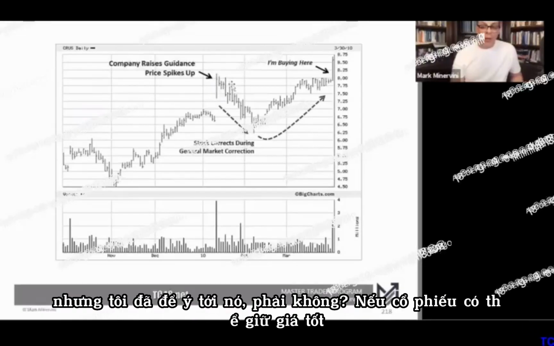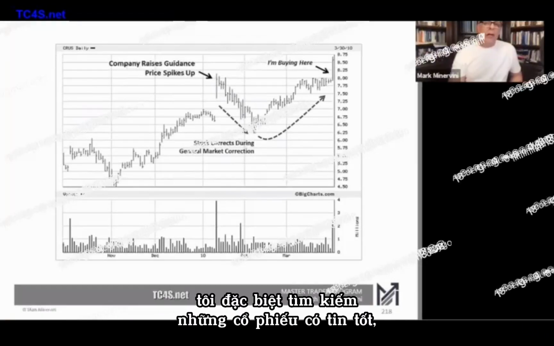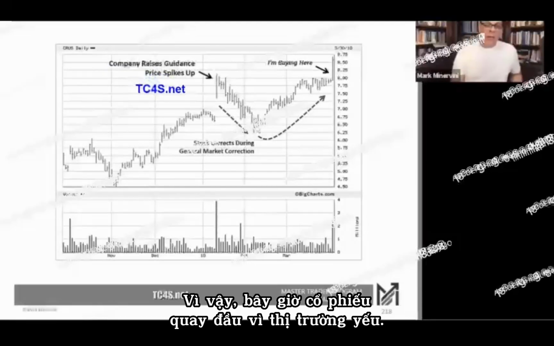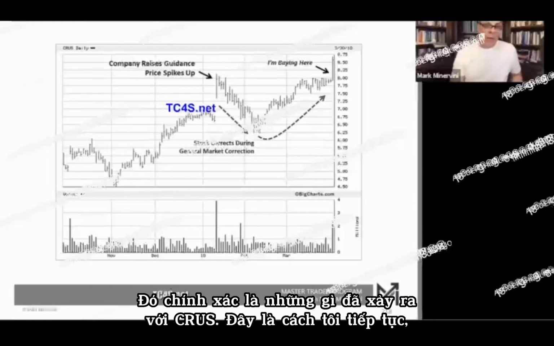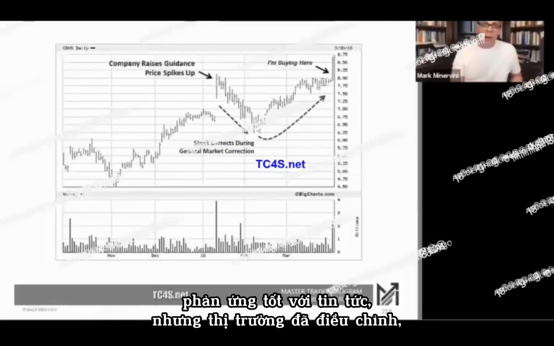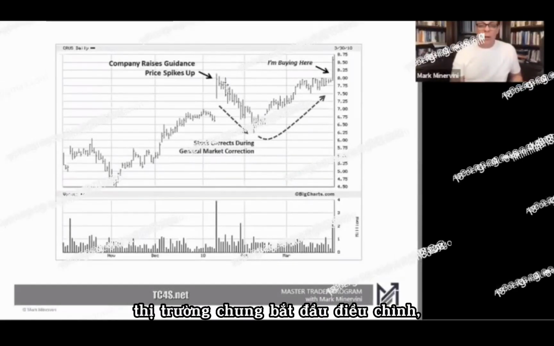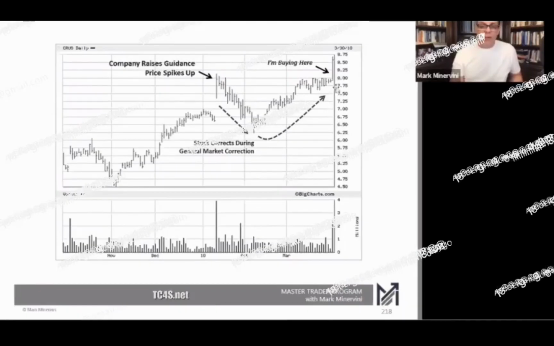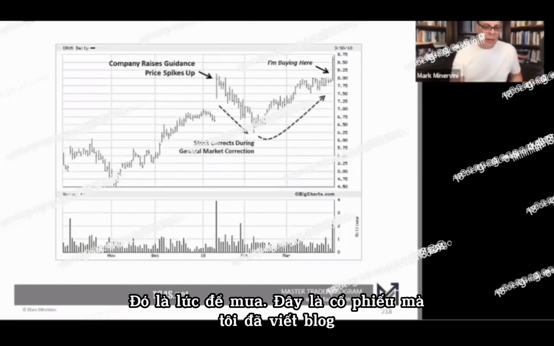All right. If that can hold relatively well, especially I look for those stocks that had good news. They blast it off, and then the market corrects. So now the stock comes in because the market's weak. That's exactly what happened with Cirrus. This is how I got on board this name. They raised guidance, stock blasted off, great response to the news, but the market corrected. The general market started correcting. But as soon as this stock came right off the lows and started forming buy points, that is the one that I blogged.